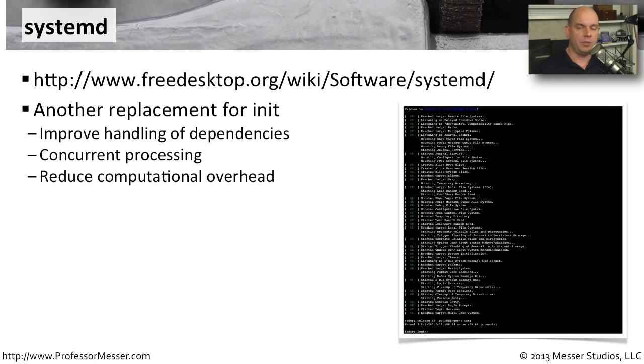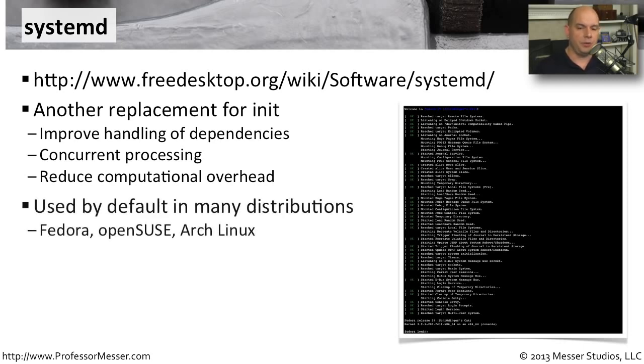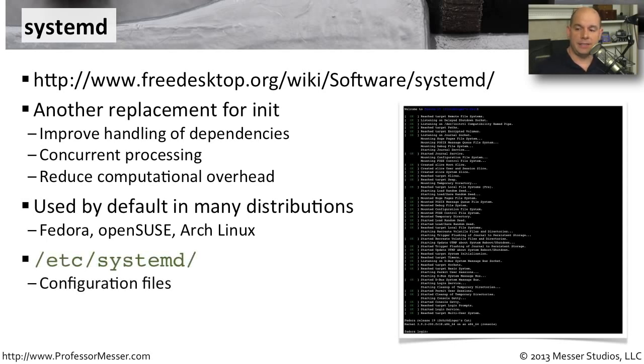You'll find that it handles dependencies quite nicely, and it's also designed to run multiple scripts simultaneously, getting your system running that much faster. You'll find it in distributions like Fedora, OpenSUSE, and Arch Linux, where systemd is already a default. So when you install those distributions today, you'll find that systemd is what's running in the background. You'll find the systemd configuration files in the /etc/systemd directory, and we're going to use an application called systemctl to be able to manage those services.